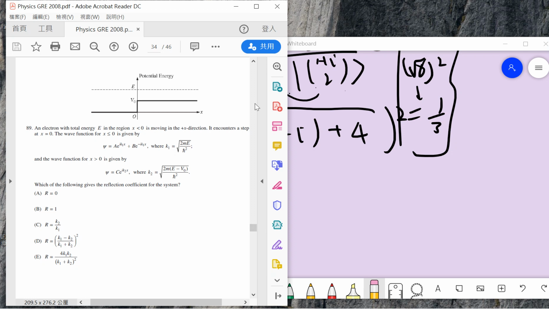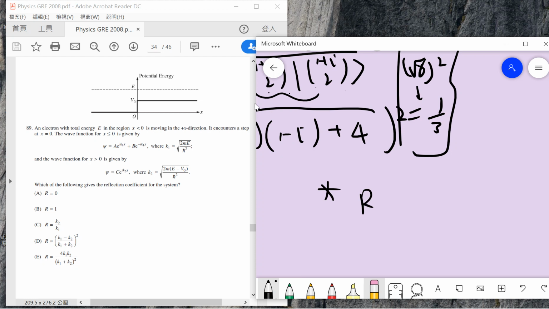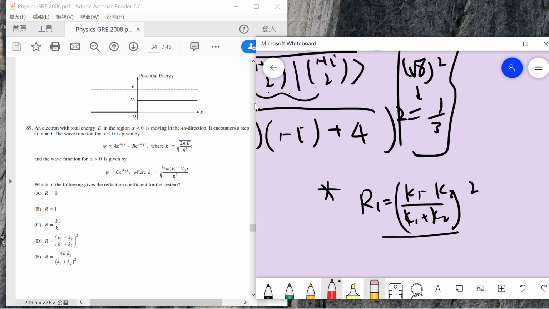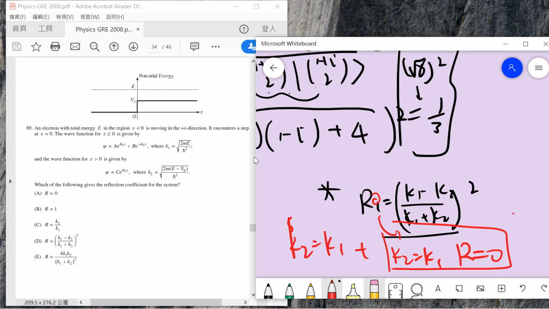But actually, you should remember that. This is the reflection coefficient, and the reason is that suppose K2 is equal to K1, then there should be no reflection. When K2 equals K1, there's no reflection, so R should be 0. This is the phenomenon that you should remember.